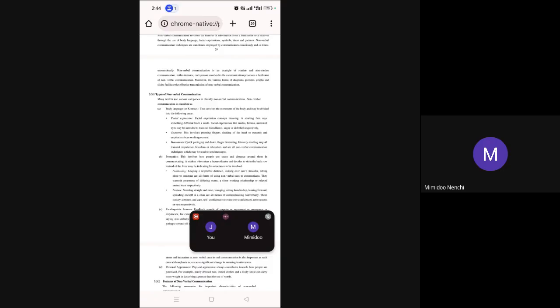Another one is gesture. This involves pointing fingers and shaking the head to transmit or emphasize focus or disagreement. When it comes to gesture, you either shake your head or you make use of your fingers in communicating. Are we together?